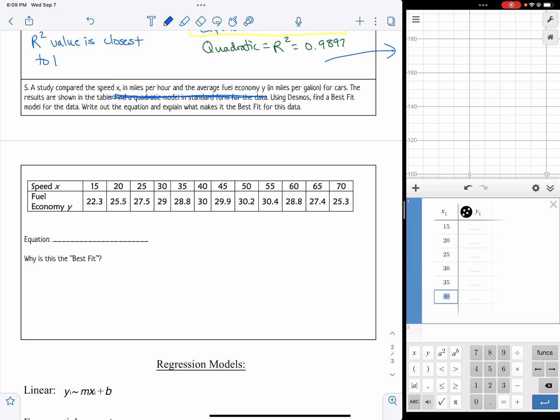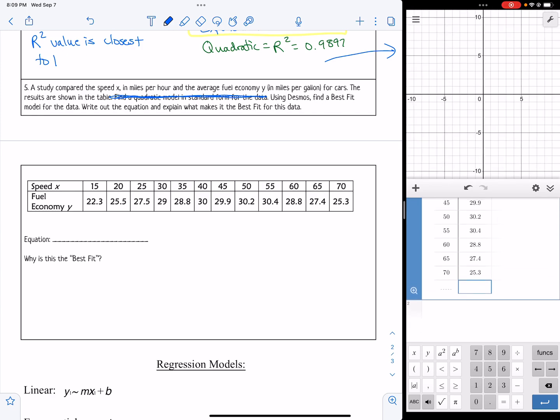So 30, 35, 40... Desmos usually catches on to what you're doing with these numbers, and it's helpful. So I'm just hitting enter to save some time. And then type 22.3, 25.5, 27.5, 29, 28.8, 30, 29.9, 30.2, 30.4, 28.8, 27.4, and 25.3. So I got all my data typed in.